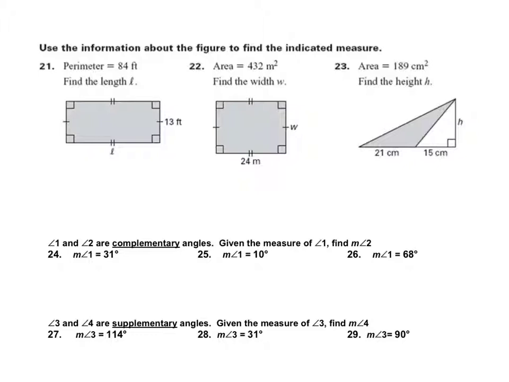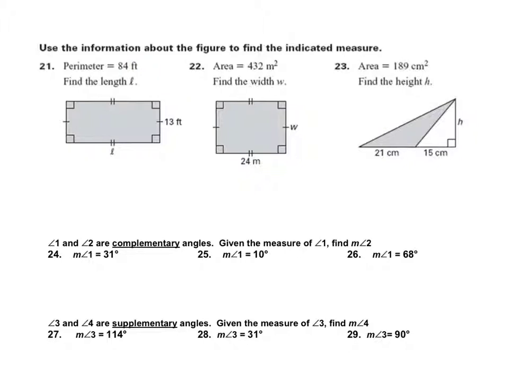Okay, next we have some perimeter and area problems. And I like to call these backwards problems because it's like they're giving us the answer. In 21, they're telling us what the perimeter is. In 22, we know what the area is, and same with 23. What we don't know is one of the components. Like in number 21, we need to find the length.